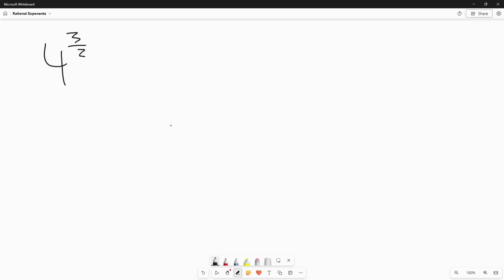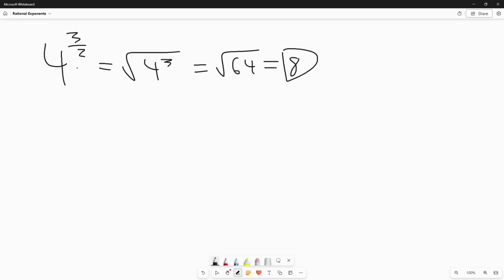Also, if we need to simplify something like this, 4 to the power of 3 over 2, we need to rewrite it as the square root of 4 to the power of 3 first. But also, we can simplify this 4 to the power of 3. 4 to the power of 3 is 64, so this is equivalent to the square root of 64, which is just 8. So 4 to the power of 3 over 2 is 8, just by following these steps, which shows that you don't need to keep this simplification inside a square root form or an nth root form, but you can sometimes simplify it into an integer like we did here.